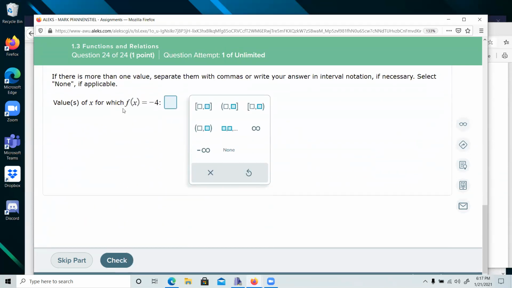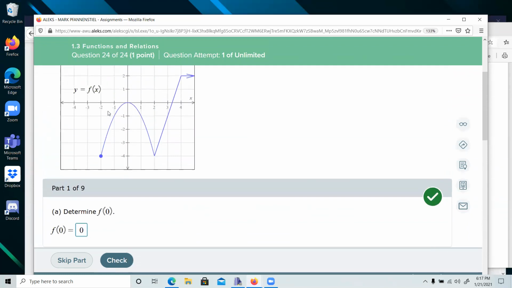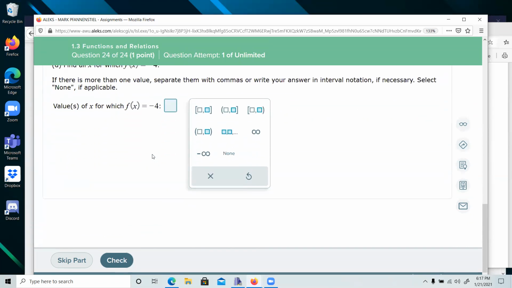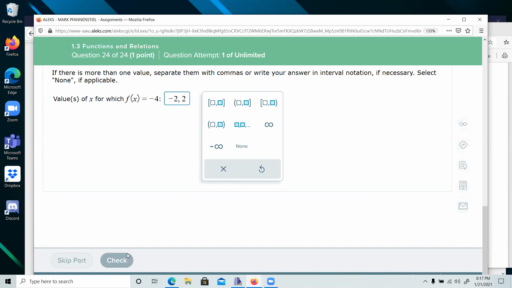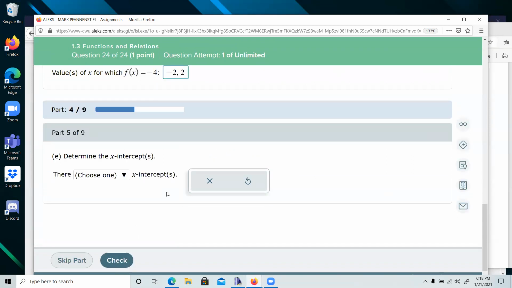So values for x where f of x equals negative 4. Here we have a negative 2 and a positive 2. Both of those numbers will give us f of negative 4. Negative 2, comma, positive 2. It's very similar to the parentheses versus the brackets.